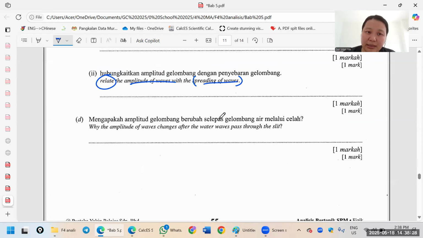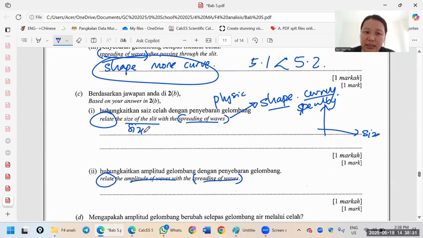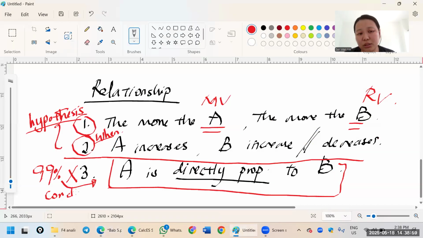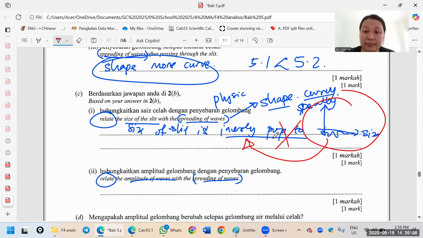So if you answer this, size of slit is inversely proportional to spreading of wave. Sorry lah. You get the idea? It is not a physical quantity. You cannot draw graph. Cannot draw graph, you cannot get a conclusion. We will say this is a conclusion from graph. So 99% can use that. Hypothesis.